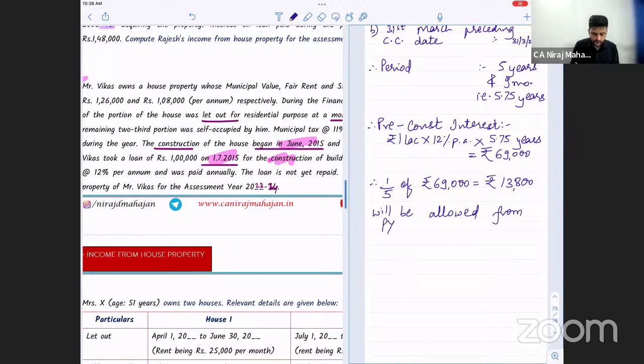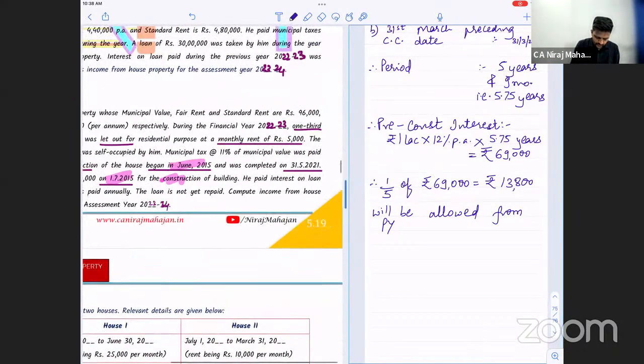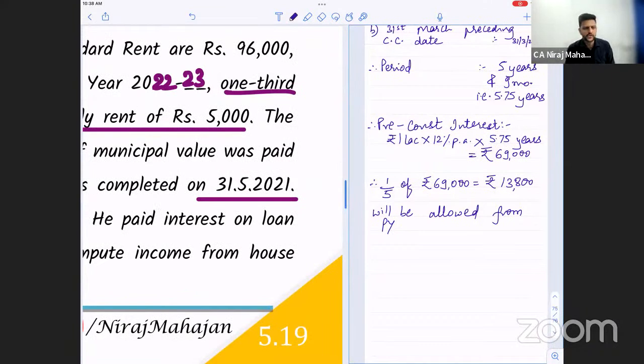From which previous year? What is the law? From the year in which construction got completed. When was the construction completed? 31st May 21. That is which year? PY 21-22. Agreed? Done till here, all of you? So obviously in the current year I'm getting 13,800 as pre-construction interest. And obviously also what do we have? Our current year interest.